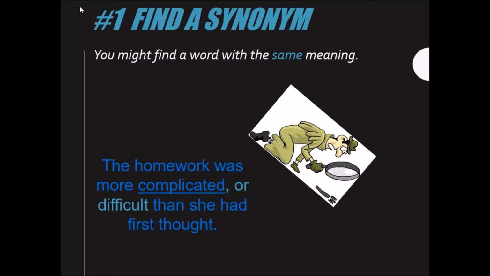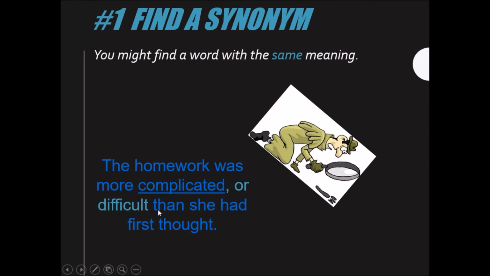So using this strategy, let's look at this text that's right at the bottom. The homework was more complicated or difficult than she had first thought. So the underlined word complicated, I might not know what that means, but I know that I can use one of my context clues and I can see if I can find synonyms that would tie to this word. And it looks like the author said, or difficult.